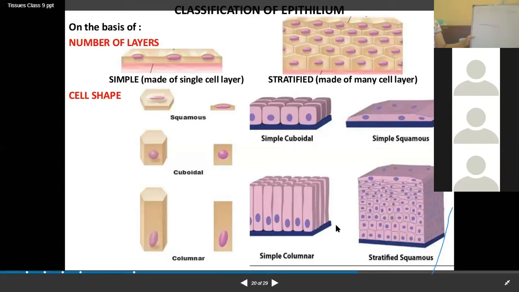But one thing is common to all of them, whether it is simple squamous or simple columnar or stratified squamous, all the cells lie on a non-cellular basement membrane.